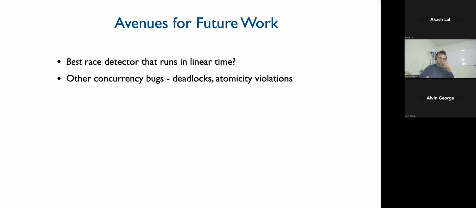And of course, on the practical side, the questions that make sense are, can I use these techniques to also find bugs which are different from data races, like deadlocks or atomicity violations?